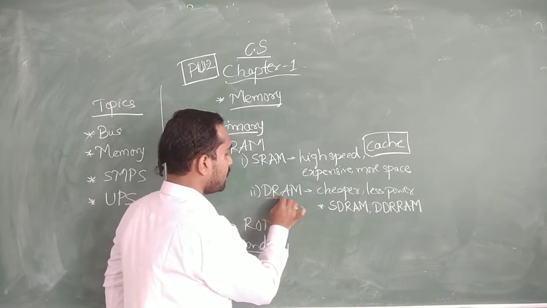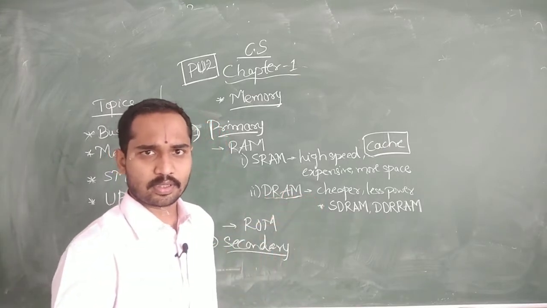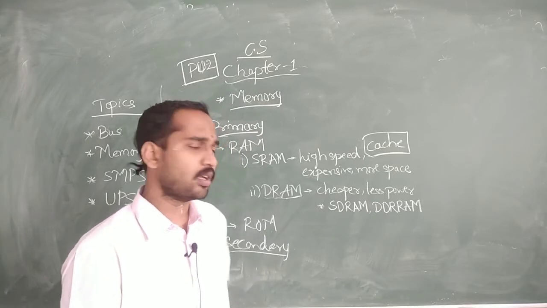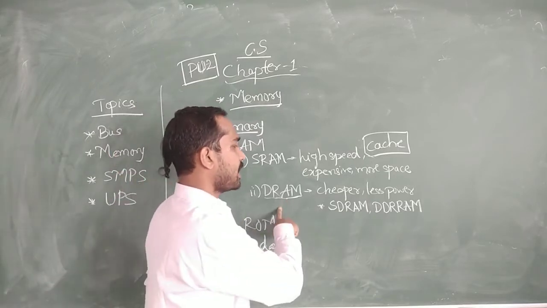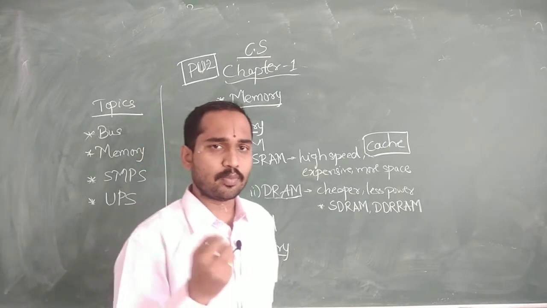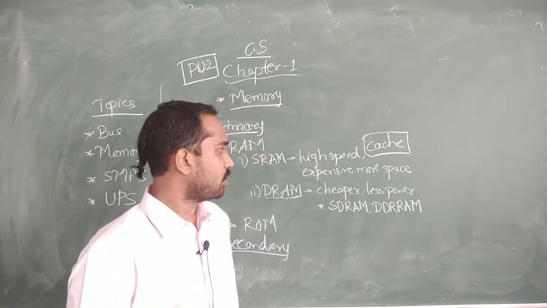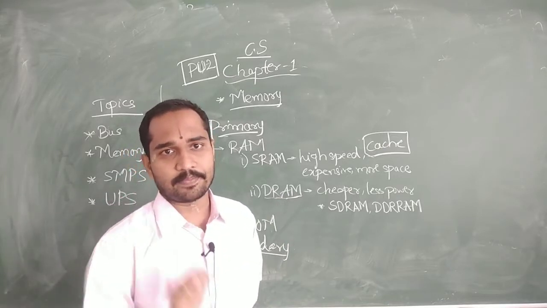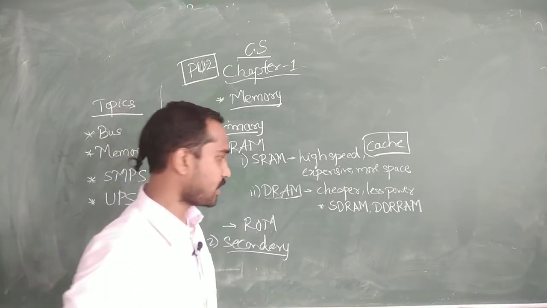Now coming to the dynamic RAM, this is commonly used. What we have in our laptops is dynamic RAM, or in our mobiles, everywhere. This is commonly used. Dynamic RAM is cheaper, consumes less power, not expensive, but slower than static RAM. That you need to understand. It is slower than the static RAM.